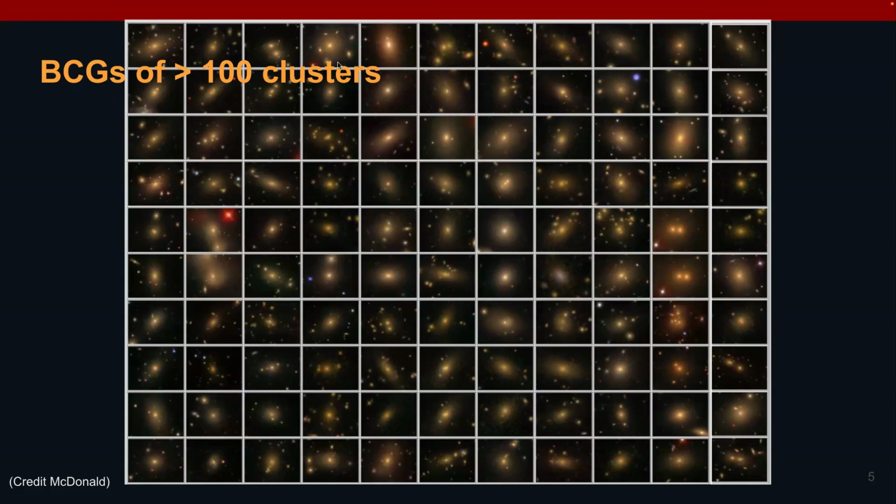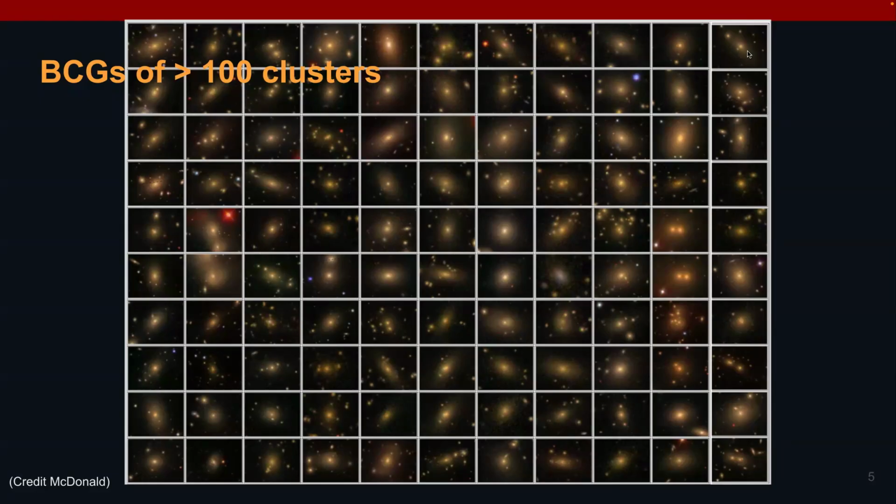Each one of these is one BCG. You can see most of them are late and dead elliptical galaxies. Basically, all of them look like the same thing. They are late and dead, with a very elliptical shape, and most of them are very, very massive.